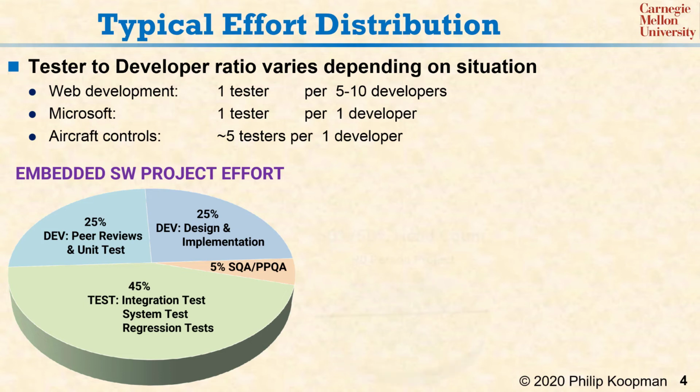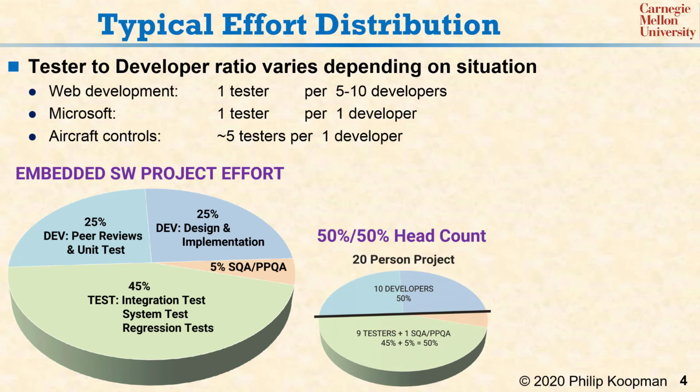From a headcount point of view, let's consider a 20-person project. In this example, the headcount breakdown works out to be 10 developers, 9 testers, and 1 SQA PPQA support person. That's about half developer staffing and half validation staffing, depending on how you like to count things.